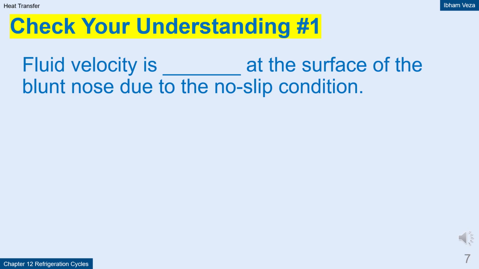Check your understanding. Number 1. This slide serves as a short evaluation of the understanding of the no-slip concept. The core of the question emphasizes that the fluid velocity at the surface is zero. This is a fundamental assumption in real fluid mechanics. Without this assumption, the concept of the boundary layer cannot be properly explained. Such evaluations help strengthen conceptual understanding before moving forward.